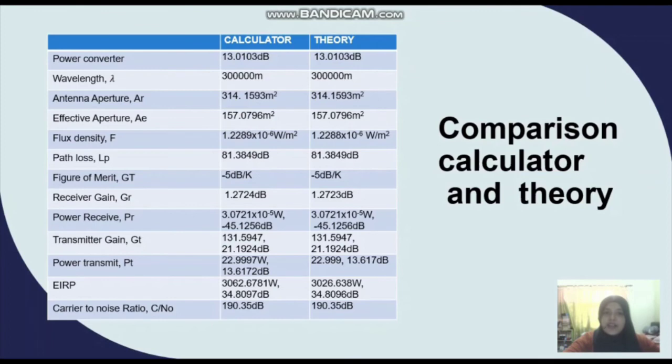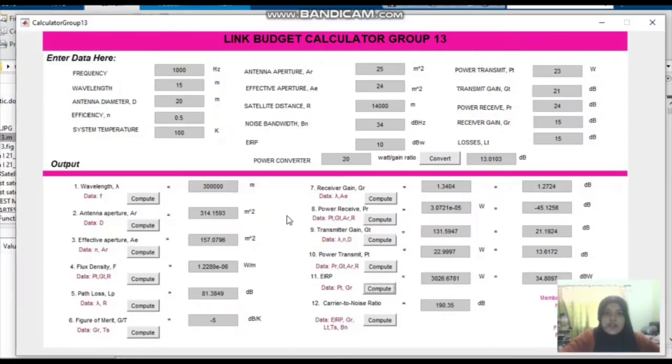This slide shows the comparison of values between the calculator and the theoretical calculation, in order to see how well this calculator works. As you can see in this table, for the power converter, when we convert 20 watt, we get 30 dB from the calculator, and it is the same as the theoretical value. When we observe all the values in this table, we can see they are identical to each other. In other words, this calculator is a success. So that's all for me. Thank you.